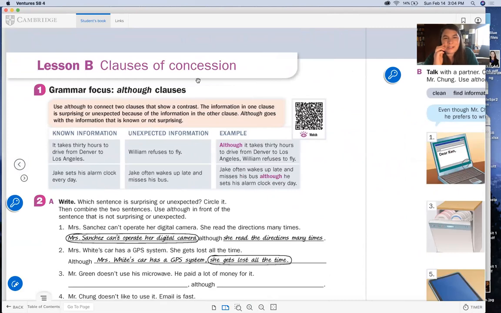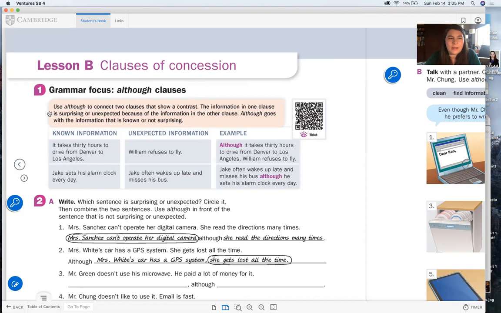Clauses of concession. A clause means part of a sentence with a subject and a verb. Something like "on the table" is not a clause, but "I ate lunch" is a clause. So anytime you see clause, it's a subject and a verb together. Concession, I will try and explain that. There's a good explanation right here. So we're focusing on although and even though, which mean the same thing.